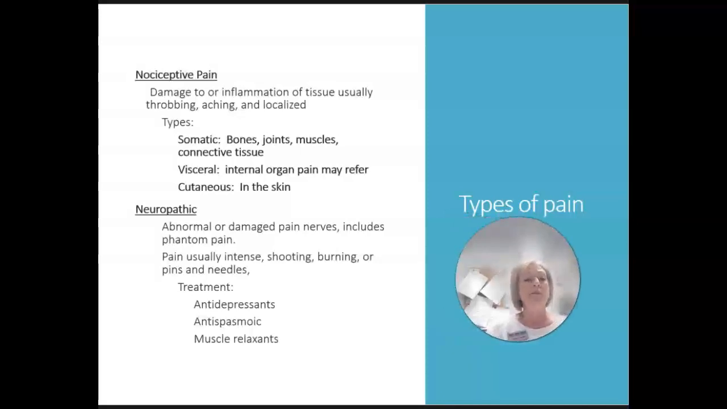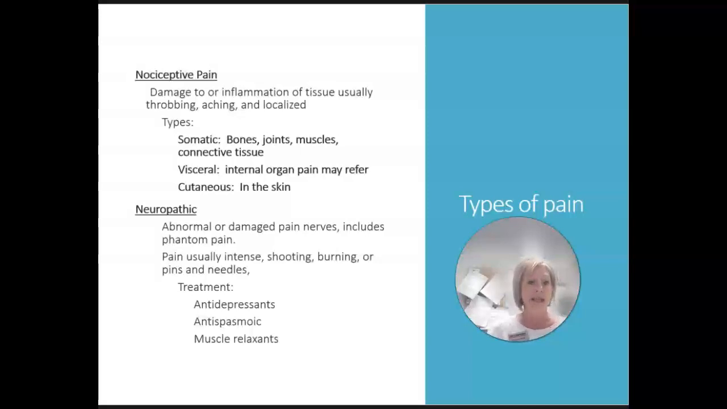So nociceptive pain is when there's damage or inflammation to tissue. So this is going to be tissue, and we're going to break it down into different types of tissue. This pain is usually throbbing, aching, and localized. So you got three types of tissue. You got your somatic tissue, that's going to be your bones, joints, muscles, and connective tissue. Or your visceral. Visceral means internal organs.